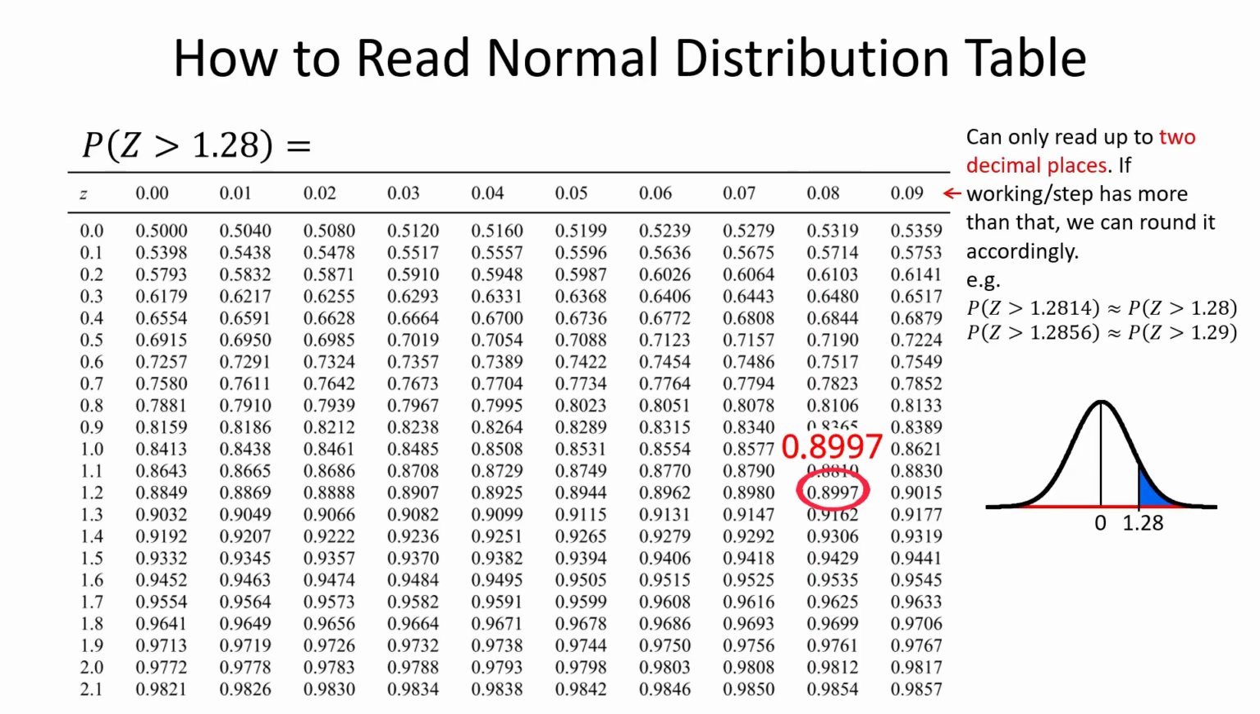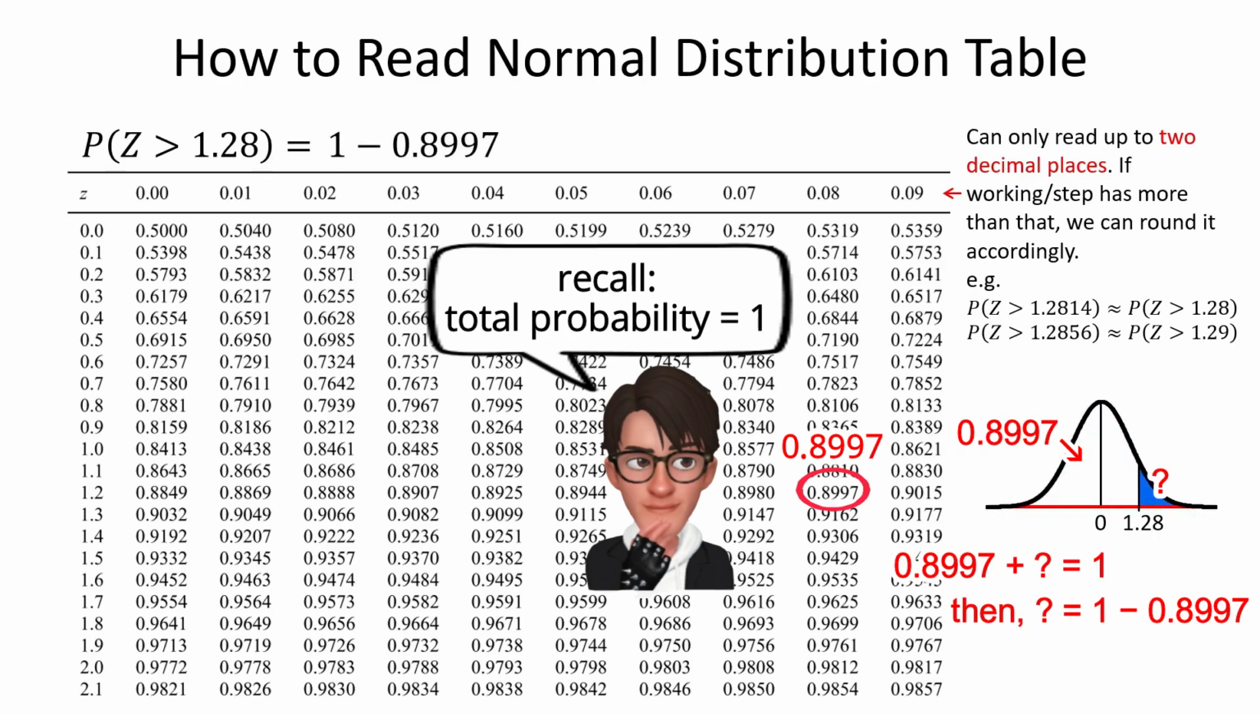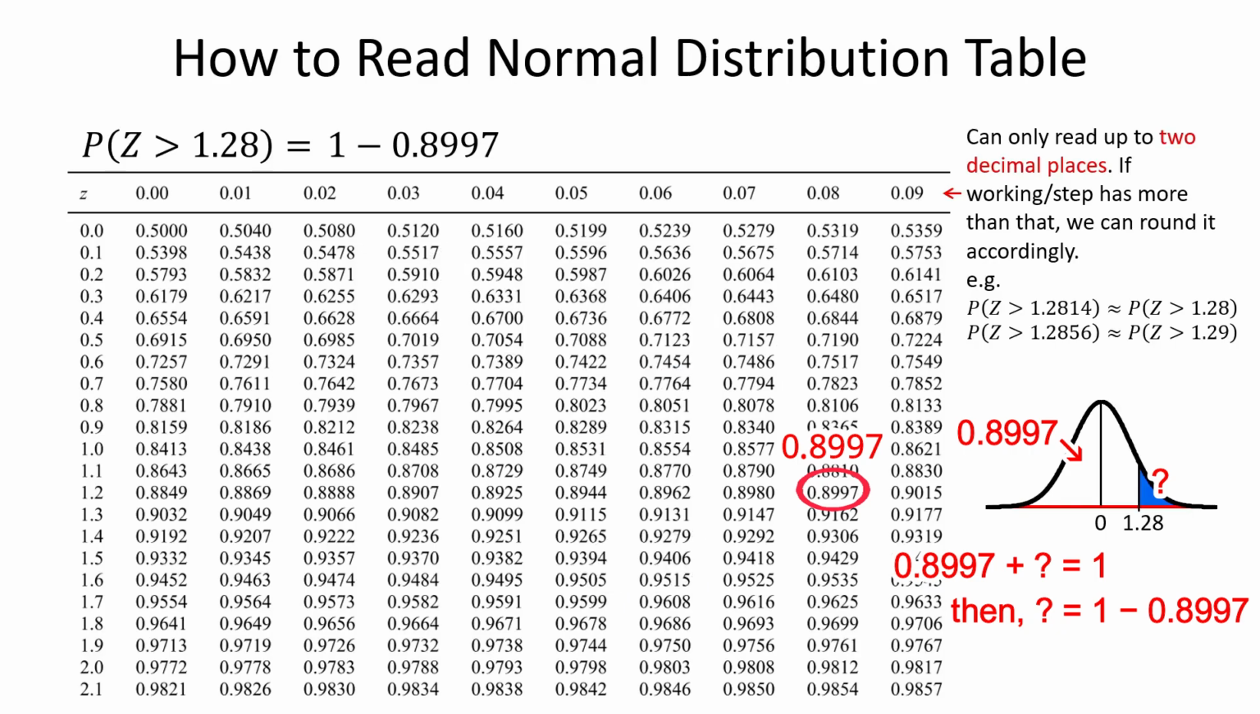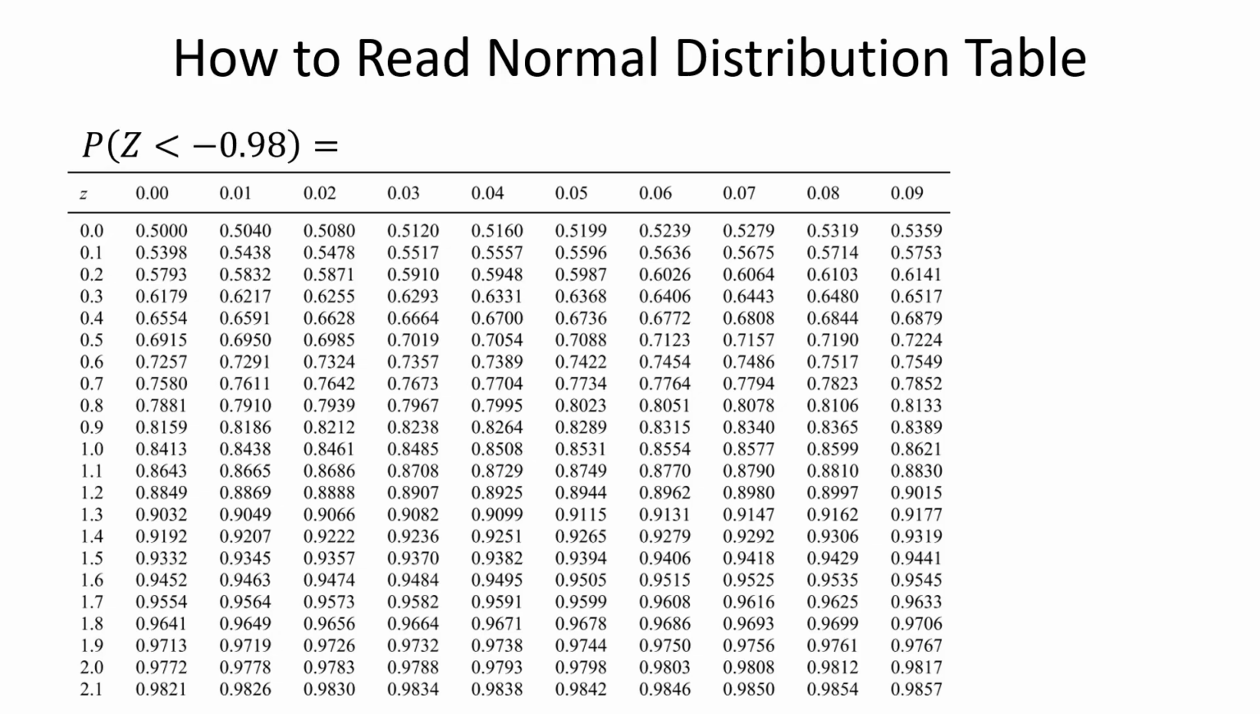0.8997. Since this number is more than 0.5, thus it refers to the left side's area, not the right. However, since the total probability is 1, the right side's area is found by subtracting 0.8997 from 1. Now, what if we're asked to find the probability for a given negative Z-score?